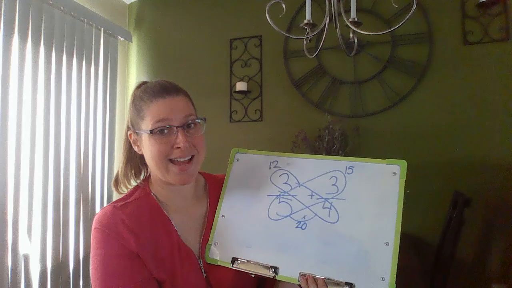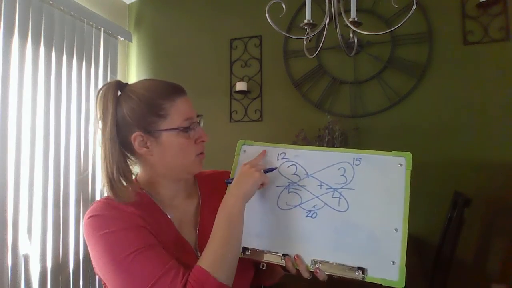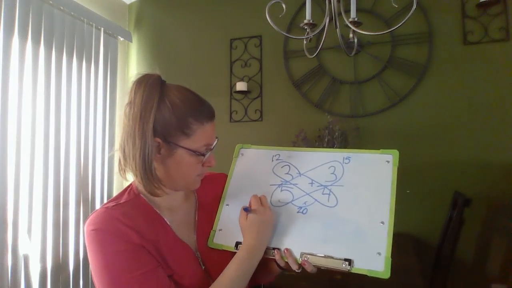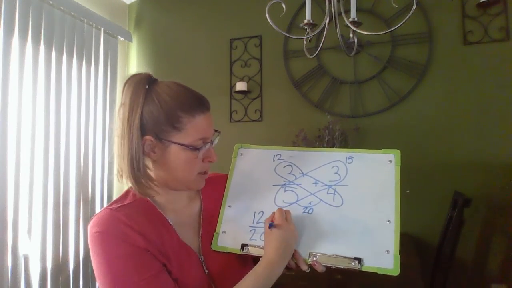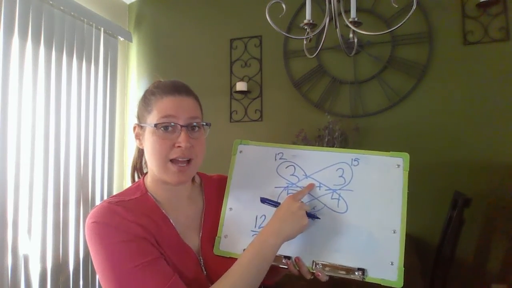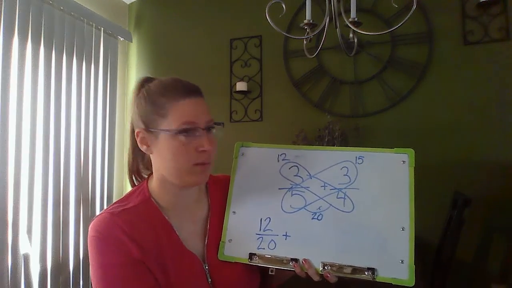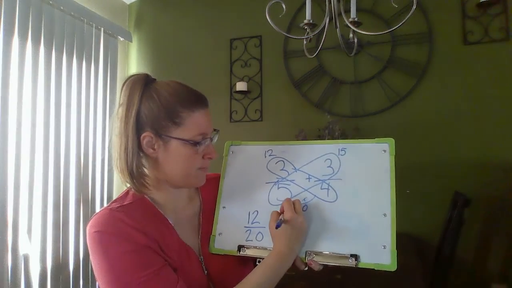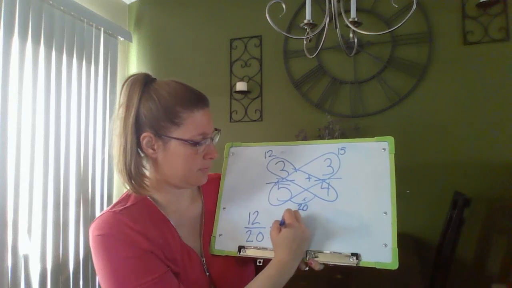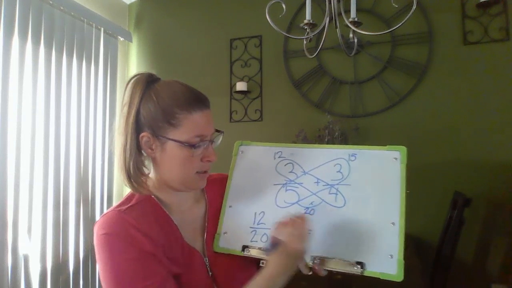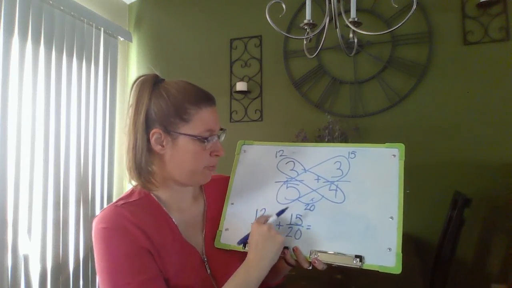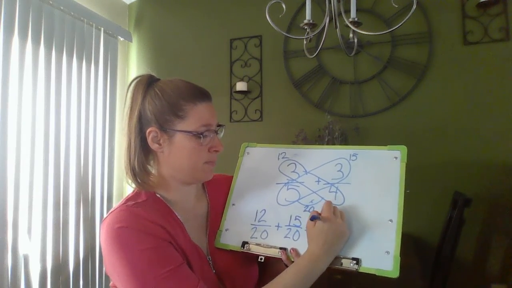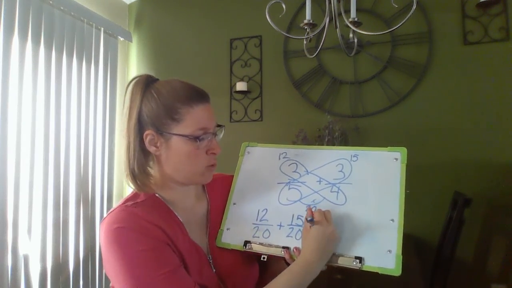Now I'm going to bring it down so I can solve. 12 over 20. It's an addition problem. Make sure you double check what your sign is and make sure you bring down the correct one. 15 over 20. I add my numerators, keep my denominator. 12 plus 15 is 27. Bring over my 20.